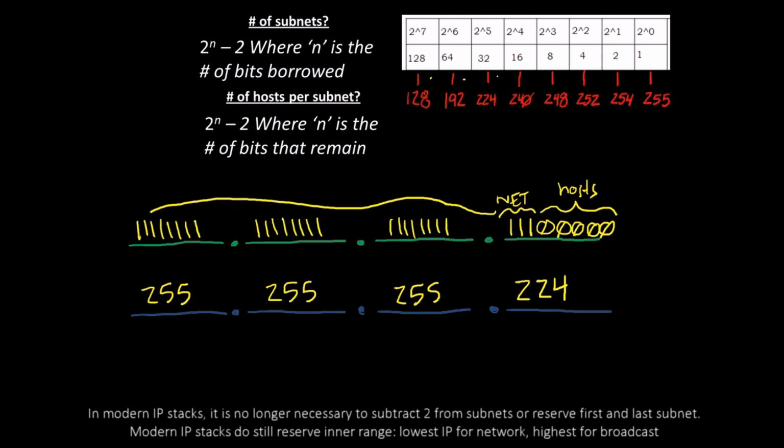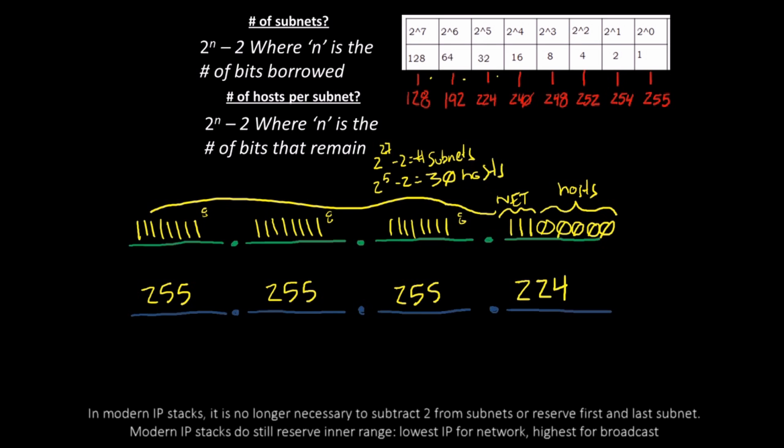So that gives me 2 to the, and again, we're going to add here 8 and 8 and 8, 24 plus 3, which is 27. So 2 to the 27. Remember, where n is the number of bits that are borrowed or turned on, minus 2 is the number of subnets. And then what I have left here is 5 hosts, so 2 to the 5, which is 32 minus 2 is 30. 30 hosts per subnet.